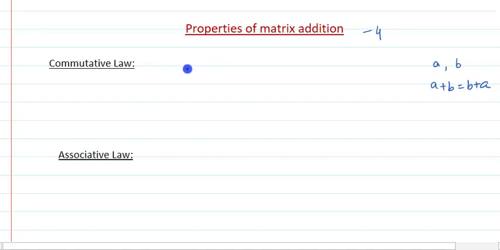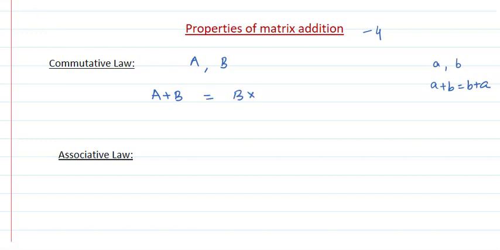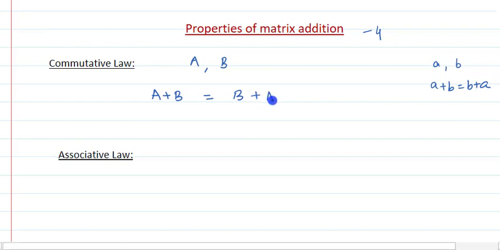Means if we have two matrices A and B, then the addition of A and B, that is A plus B, is equal to the addition of B and A, that is B plus A. So easily you can prove it by taking any example.